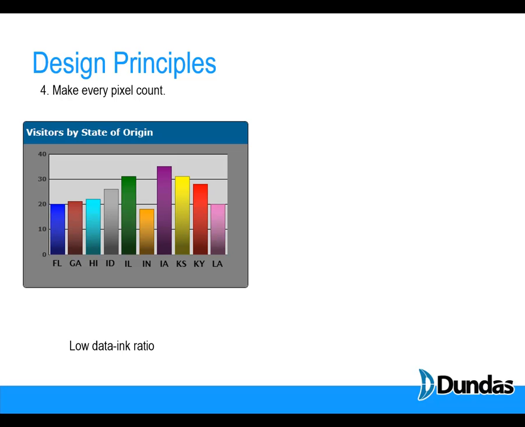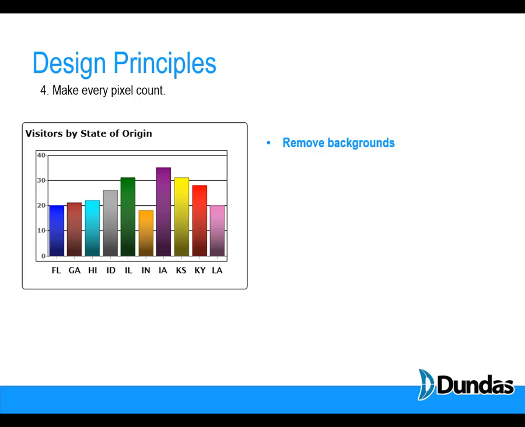It's getting in the way. It's not adding to the absorption of the data. So I'm going to put this through a series of transformations to bring it to a high data ink ratio, something that I think is very usable. So the first thing I'm going to do is get rid of those backgrounds.